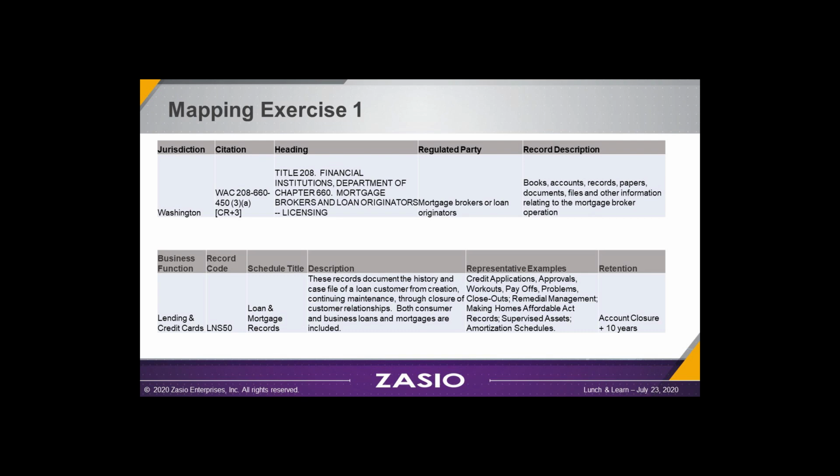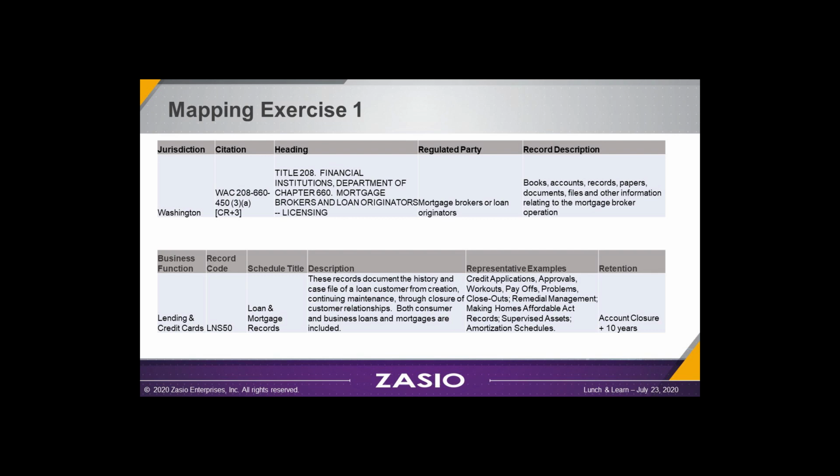Here's an example where it's a little bit tricky. So we've got this Washington citation, and it is the regulated party we see. Let's say I am the organization I'm looking at here, and we're a financial service provider. So the regulated party is mortgage brokers or loan originators. That's in line with the services we do provide. We are loan originators, so we would definitely want to consider this.